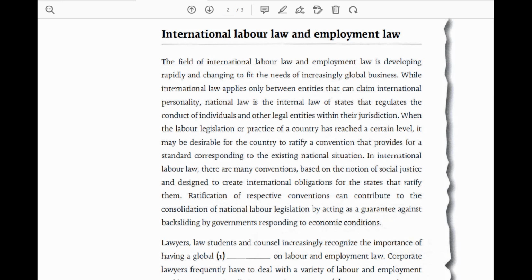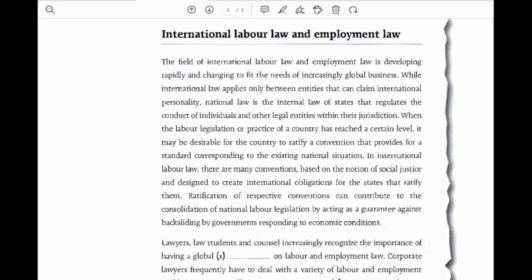The field of international labor law and employment law is developing rapidly and changing to fit the needs of increasingly global business. While international law applies only between entities that can claim international personality, national law is the internal law of states that regulates the conduct of individuals and other legal entities within their jurisdiction. When the labor legislation or practice of a country has reached a certain level, it may be desirable for the country to ratify a convention that provides for a standard corresponding to the existing national situation.